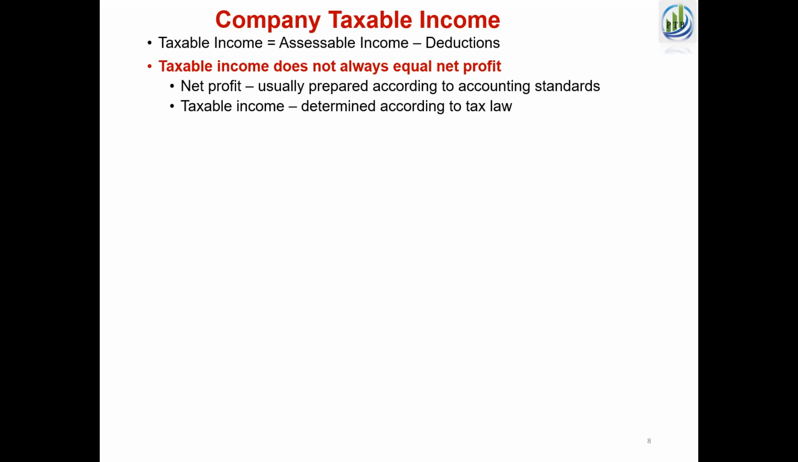That's called reconciliation, right? Because the net profit is $50,000 more than taxable income. So if you want to reconcile between net profit and taxable income, you are going to reduce $50,000 from the net profit.